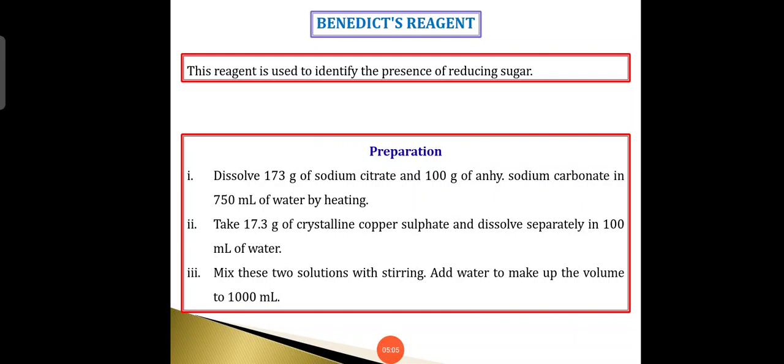After that, take 17.3 gram of crystalline copper sulfate and dissolve separately in 100 ml of water. Then mix these two solutions with stirring and add water to make up the volume to 1000 ml or 1 liter.